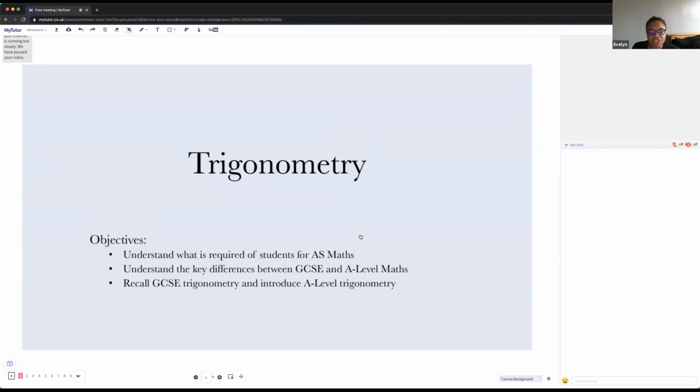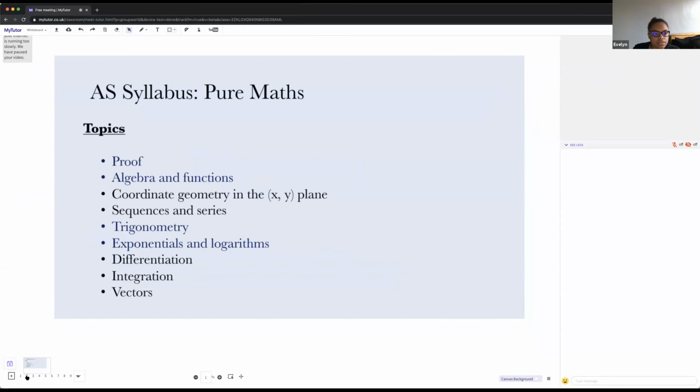Right, so we're going to start off our session today with trigonometry. Throughout the session, we will be understanding what is required of students for AS Maths. We'll be going through key differences between GCSE and A-Level Maths, and we are going to be recalling some GCSE trigonometry and introduce A-Level trigonometry as well. So let's get started with the first part.